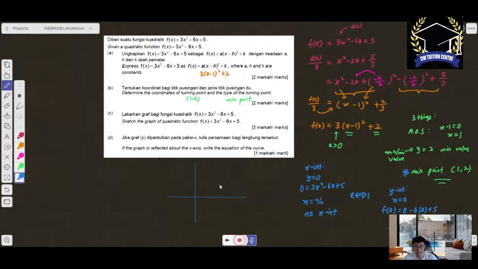Okay, (1, 2) is the minimum point. This is (1, 2). (1, 2) is the minimum point. So the y-intercept is here. So I sketch the graph like that. That's all. 3 marks for this graph. Because there is no x-intercept, you just sketch the graph just like that. As easy as ABC. This question here is not hard. It's actually not hard.